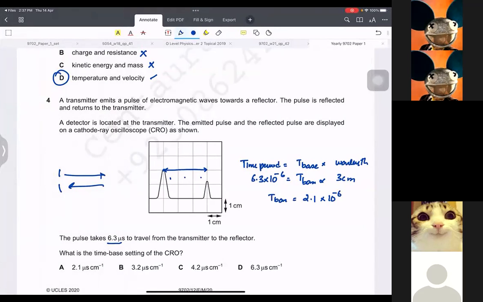All right. So this is from going and backwards, right? Now it says the pulse takes this time to travel from transmitter to reflector. So it means that this was the reflector. So it takes 2.1 times 10 raised to minus 6. So we should multiply it by 2, because then it will give us the whole. So 4.2 microseconds per centimeter. That should be C. All right.